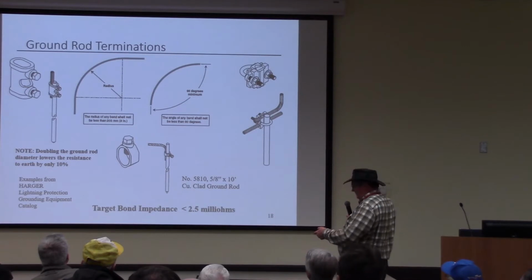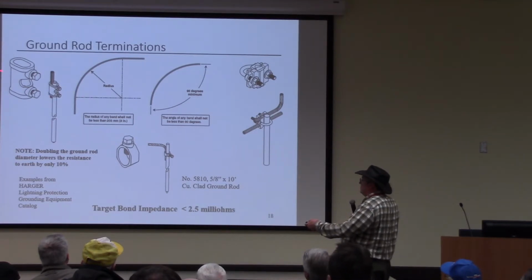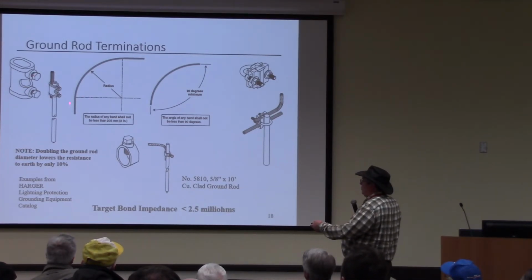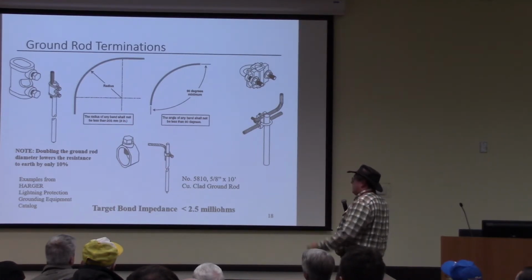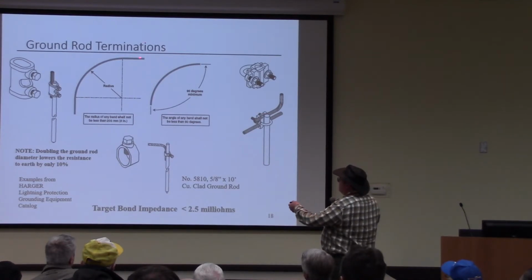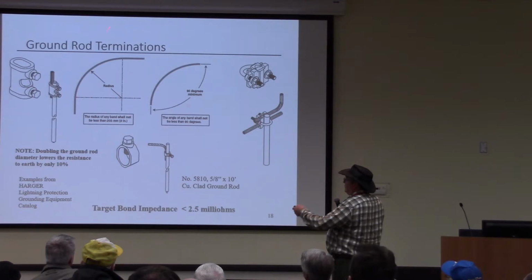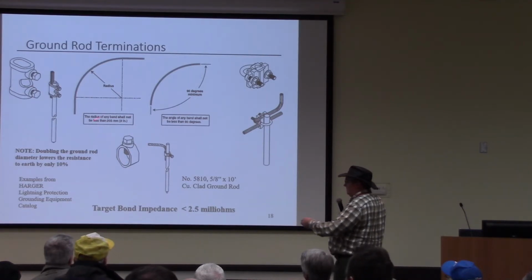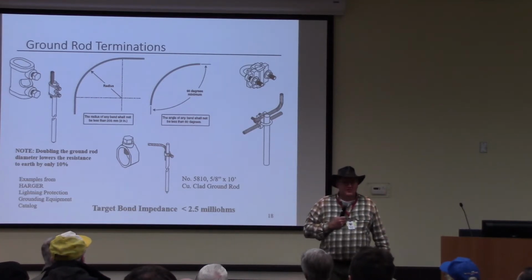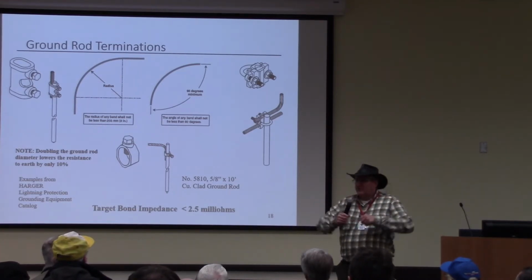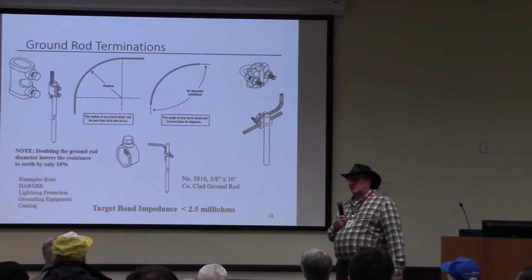You want physical contact here. You don't want the bend radius to be greater than 8 inches. I mean, less than 8 inches, because what's happening here is the lightning current flows through this bend. You're going to get magnetic fields around it.